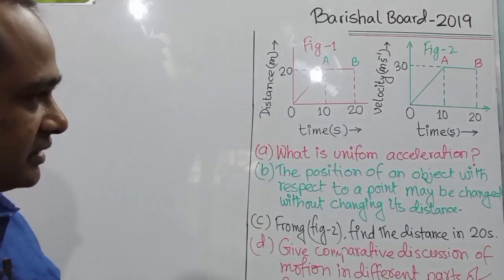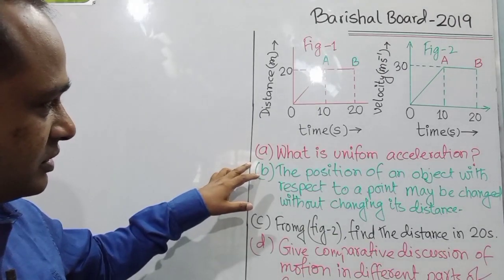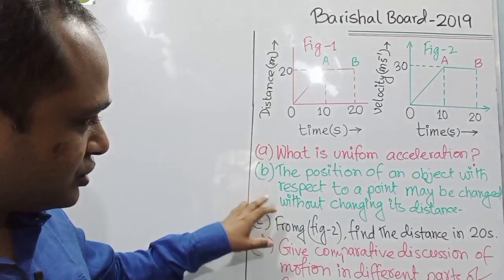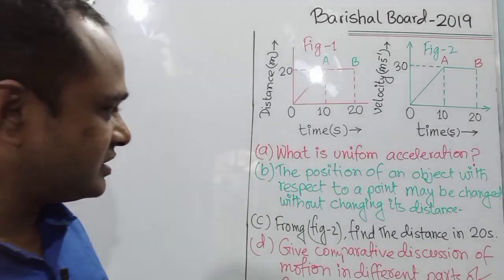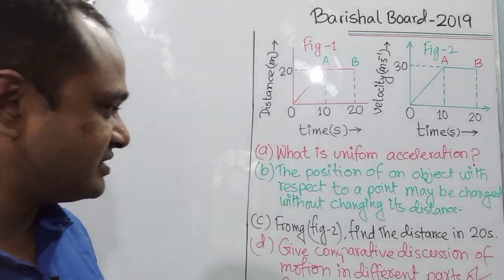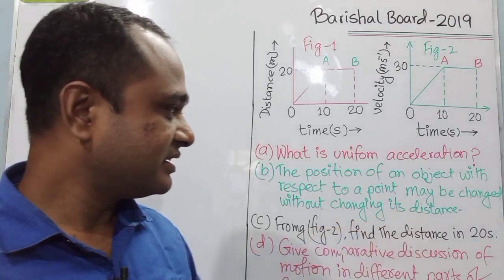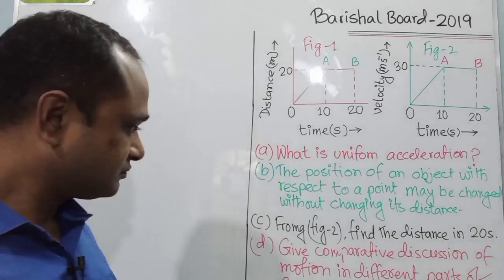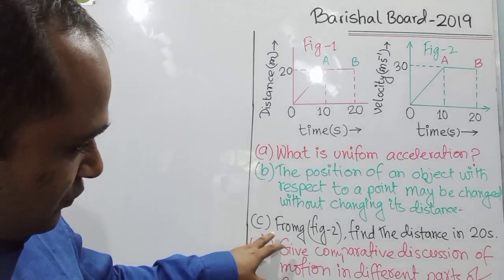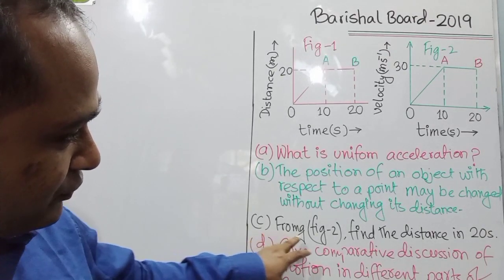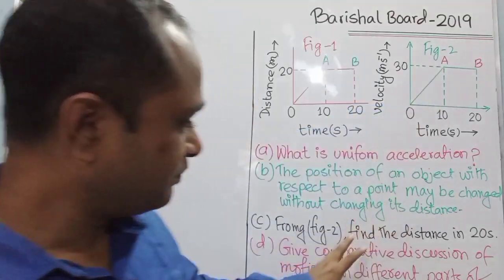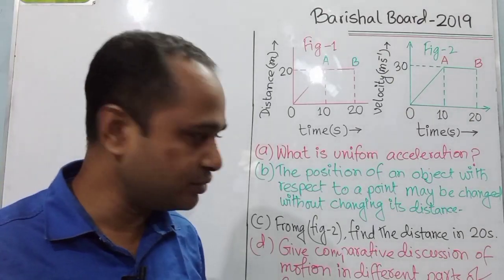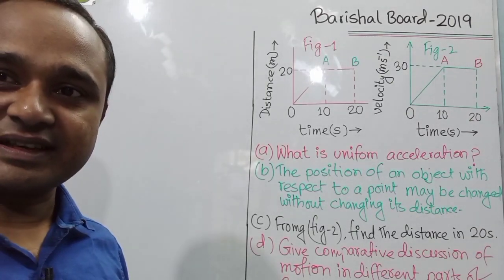This is our stem, and the questions are: in the first question, they wanted to know what is uniform acceleration. Second question is, the position of an object with respect to a point may be changed without changing its distance. Explain. And in question C, they said that from figure 2, find the distance in 20 seconds. We have to calculate the distance the moving body traveled in 20 seconds.